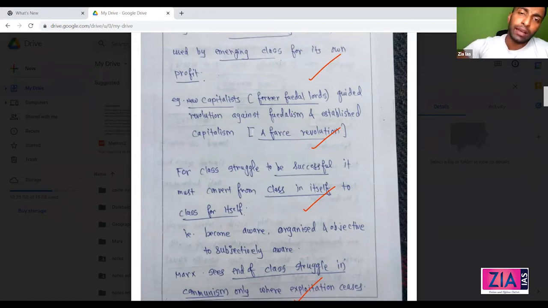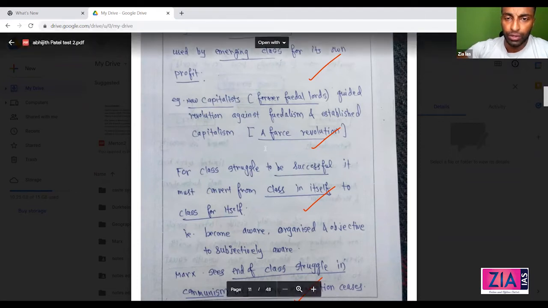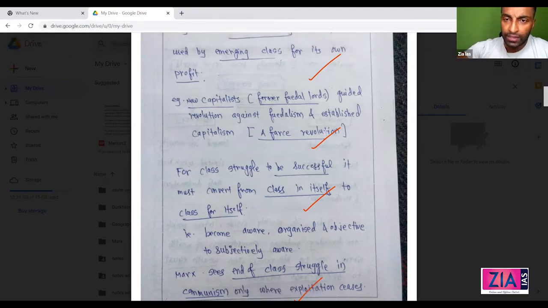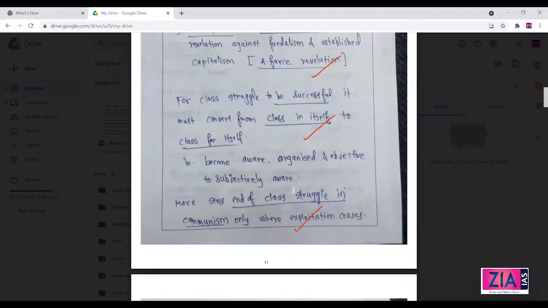And you can show the diagram of the process of class struggle. I have shown the diagram which you can draw here. And then you can show why it is a fast revolution, because the erstwhile... Yes, sir, that diagram. Yeah, you can draw it.